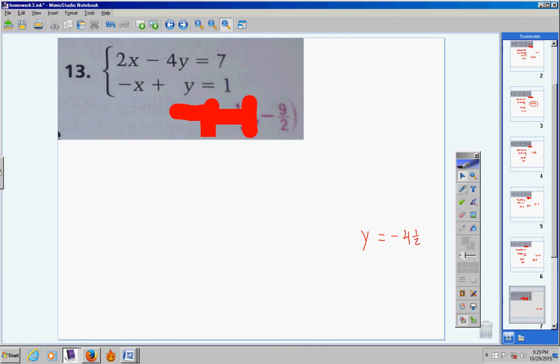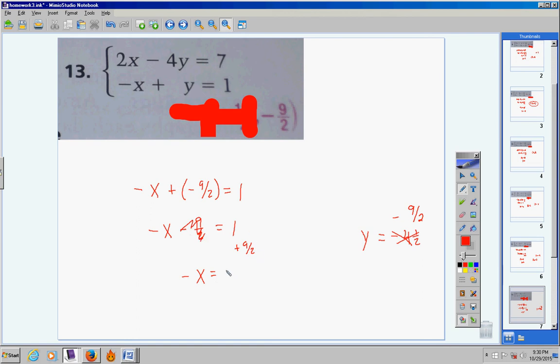Either way is fine. In fact, I like negative 9 over 2, and I'll tell you why. That's a lot easier to substitute into your y value over here than a mixed number, in my opinion. So negative x plus, then for y I'm going to put negative 9 halves equals 1. Now a positive times a negative is negative, so we have negative 9 halves, negative x. Now bring your negative 9 halves over, make it positive. So you have 1 and a positive 9 halves, or 1 plus 4.5.